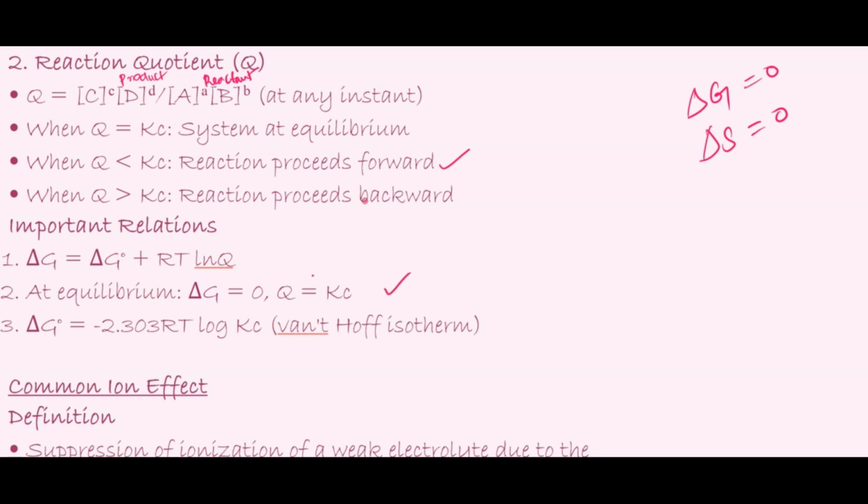How to find delta G? Delta G is equal to delta G naught plus RT ln Q. Q you can find by the above mentioned formula. Another way, you can see using Kc also, that is the Van't Hoff isotherm formula. So you can take a note of these three formulas which deal with thermodynamics in this chapter.